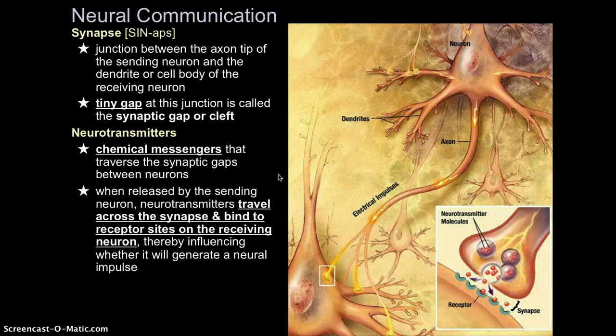sending neuron, they travel across the synapse and bind to receptor sites on the receiving neuron, and they influence whether or not it will generate a neural impulse. So neurotransmitters have a say in whether or not they are carried through the chain of messages. We'll get into excitatory and inhibitory as we move a little bit further in the presentation. But neurotransmitters can also send a signal as to whether or not they move on through the chain.